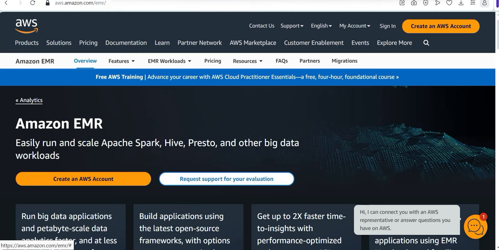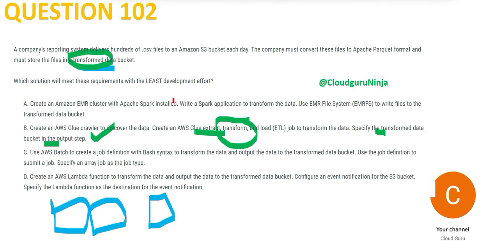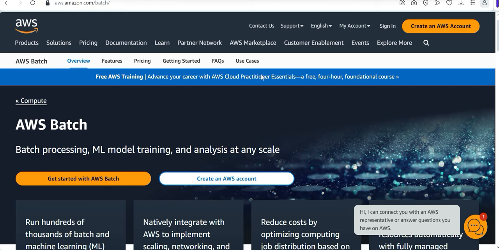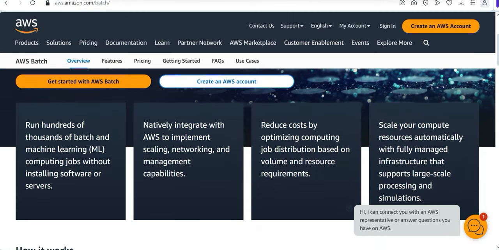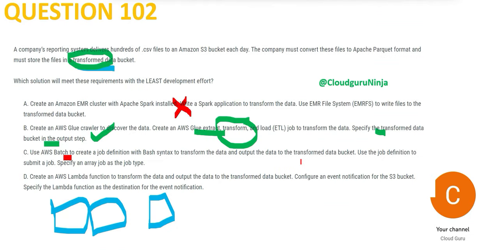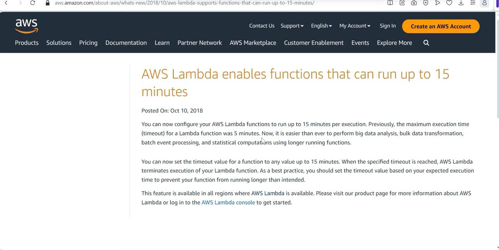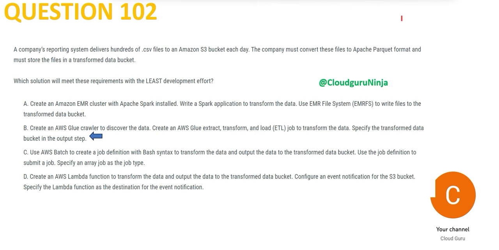EMR is for big data, lots of data, where you need Spark and so on. In this question, we are not talking about tons of data. AWS Batch is about ML model training. If you want to run something in batch processing, then you use it. But who will transform the data? It does not address that. Lambda function is serverless compute, but nobody uses Lambda for ETL. Why? Because it has a 15 minute time limit. It auto kills after 15 minutes. Hence, Glue crawler is our answer, option B.